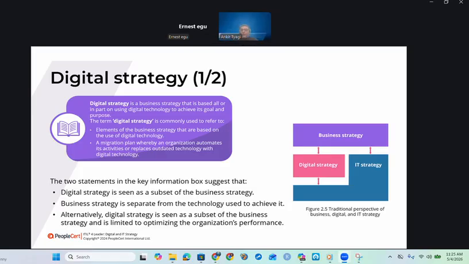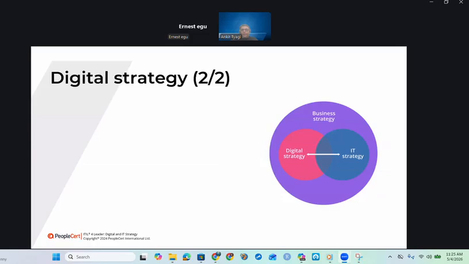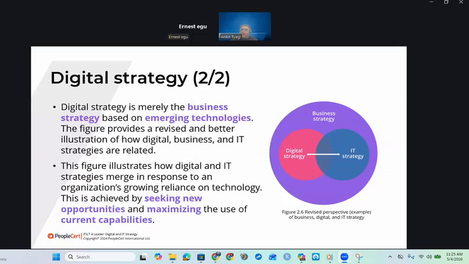The traditional perspective that we looked at earlier, and this is what it has changed to. They say digital strategy is merely a business strategy based on emerging technologies. This figure provides a revised and better illustration of how digital, business, and IT strategies are related. The figure illustrates how digital and IT strategy merge in response to an organization's growing reliance on technology. This is achieved by seeking new opportunities and maximizing the use of current capabilities.